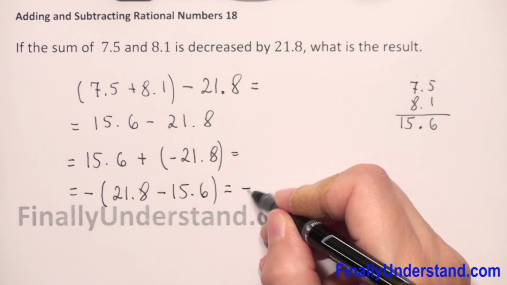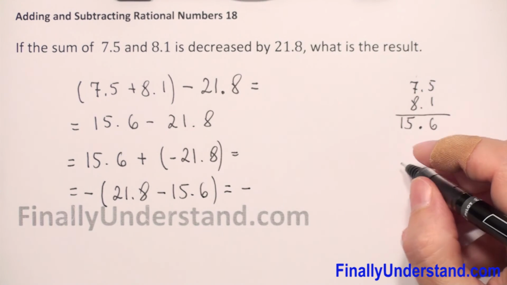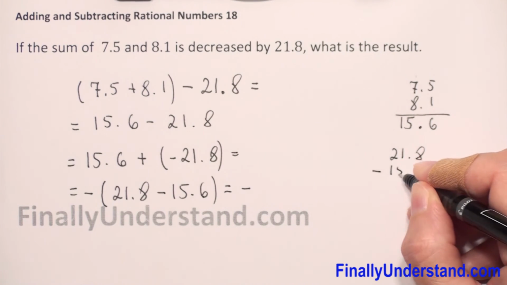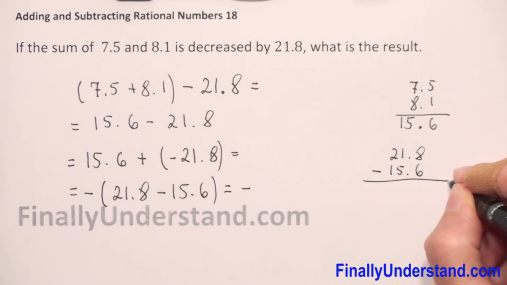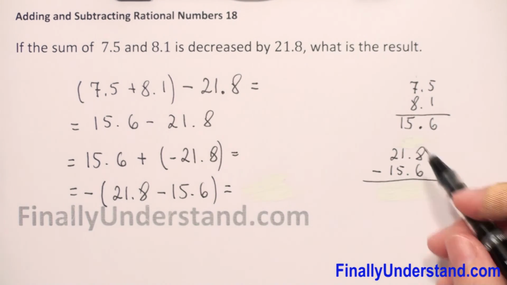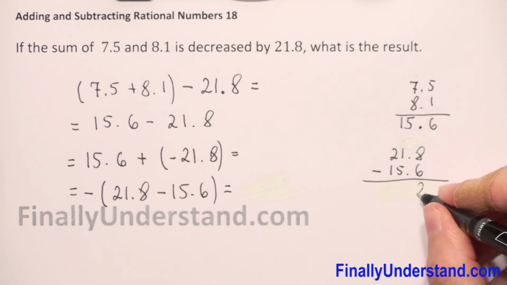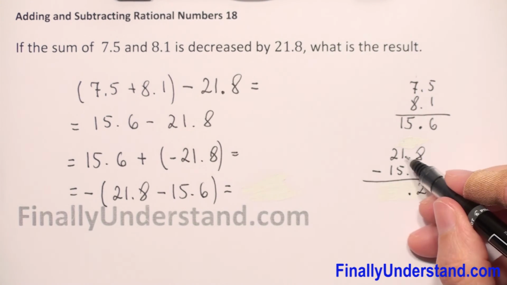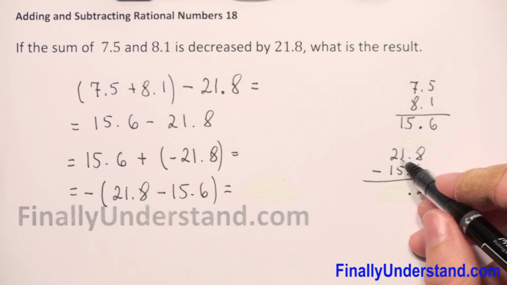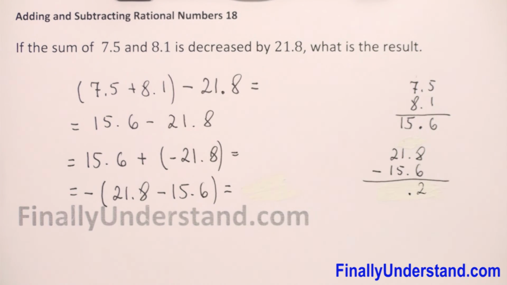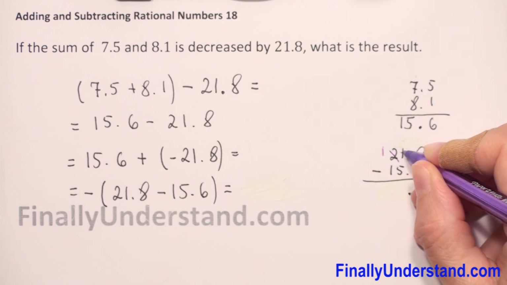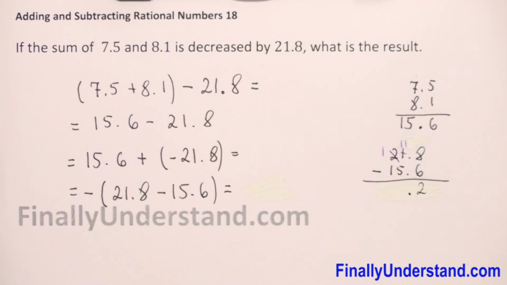So this is equal. The negative sign we have to copy, and we have to do subtraction: 21.8 minus 15.6. We have to keep the same columns: tens, ones, tens. 8 minus 6 is 2. The decimal point we copy. We have 21 minus 15. So it's 6, or we can borrow from 2, 1. So it will be 11 minus 5 is 6.